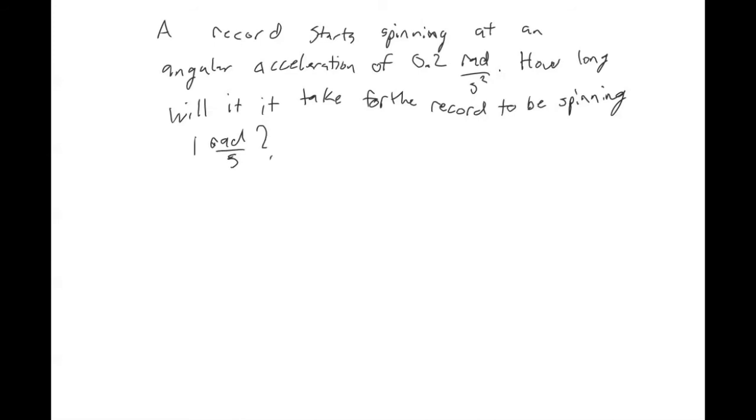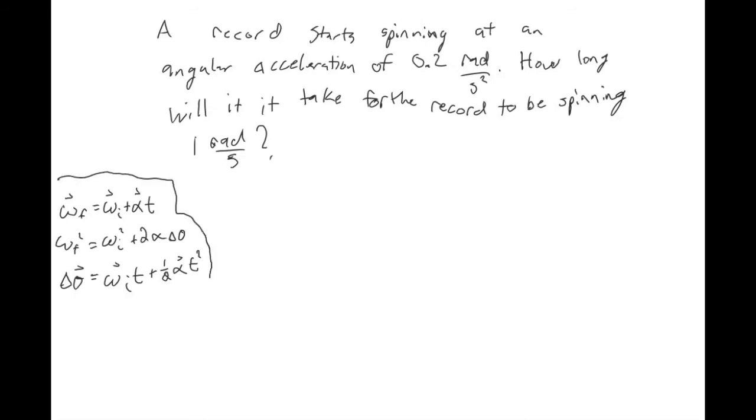So I'll write down our angular kinematic equations. We've got omega final equals omega initial plus alpha t. Omega final squared equals omega initial squared plus 2 alpha delta theta. And delta theta equals omega initial t plus 1 half alpha t squared. Given these equations and what we're given in the problem, which equation would you pick to solve for the time?